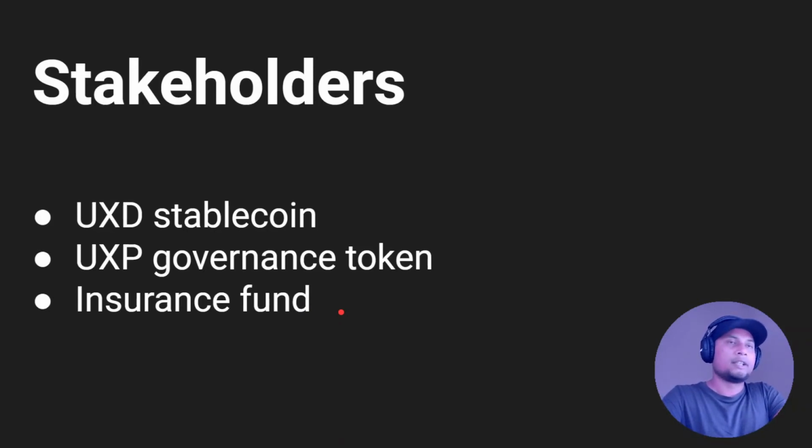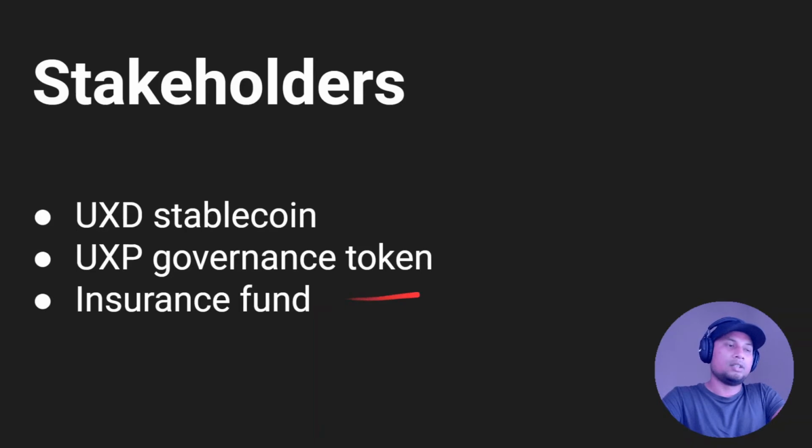The insurance fund is, they raised a bunch of money during the IDO of the UXP governance token, approximately 57 million. So that is the insurance fund, and it will come in handy at times when the market is going down. That means UXD stablecoin holders would not need to pay for that. It would be funded by the insurance fund. So this is more like a backup fund, which is created.